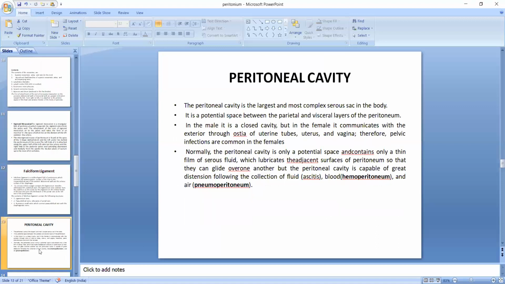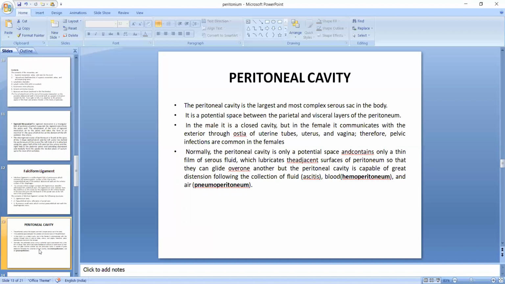Now we will discuss peritoneal cavity. It is the largest and most complex serous sac in the body. Peritoneal cavity is the space between the parietal and visceral layer of the peritoneum. In the male, it is a closed cavity, but in female, it communicates with the exterior through the uterine tubes, uterus, and vagina. Therefore, pelvic infections are common in females.